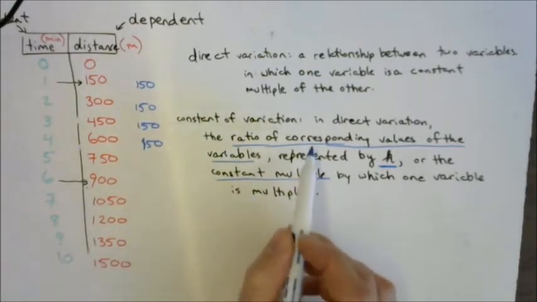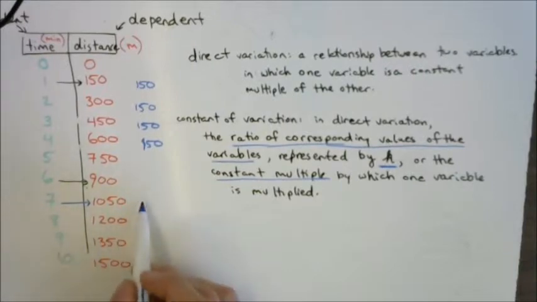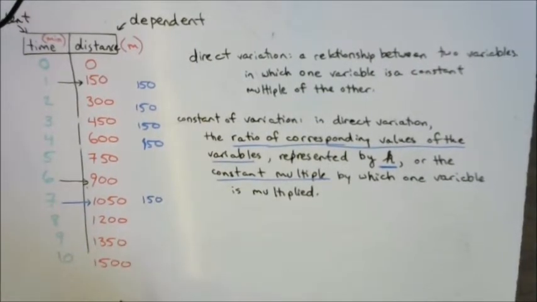We could think about it in two different ways. To get from 7 to 1050 is multiply by 150. We could also say 1050 divided by 7 is 150. Both ways will get us K. Alright?